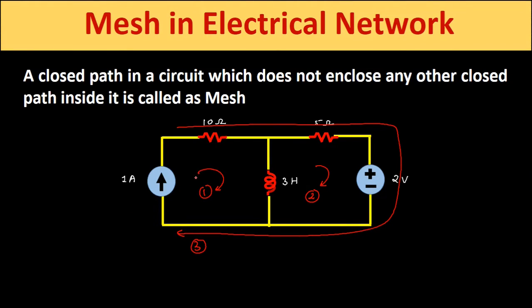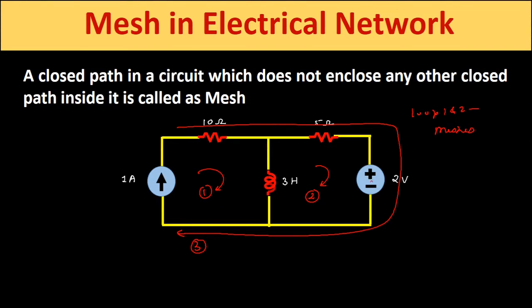So here you can see this closed path. That means this loop does not have any other closed path inside it. That means this loop number 1 is our mesh. Again here the loop number 2 is also a mesh because in this loop also there is no other closed path present. Therefore loop number 1 and 2 are meshes.